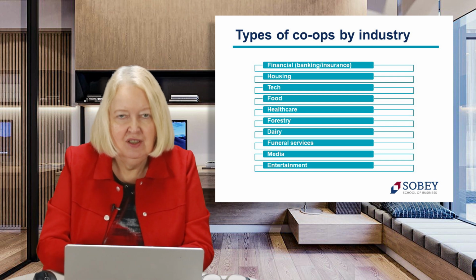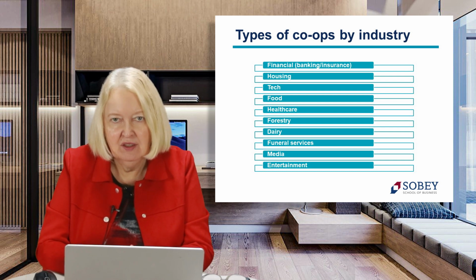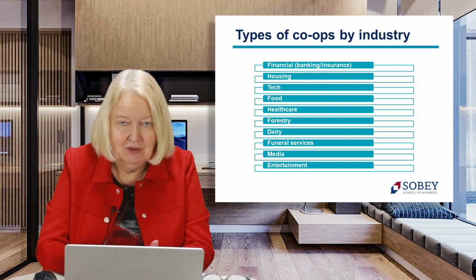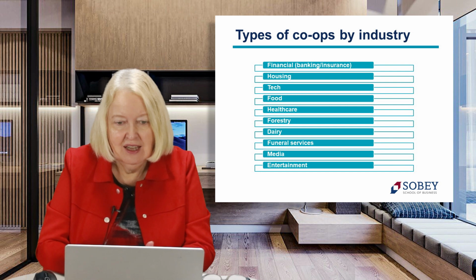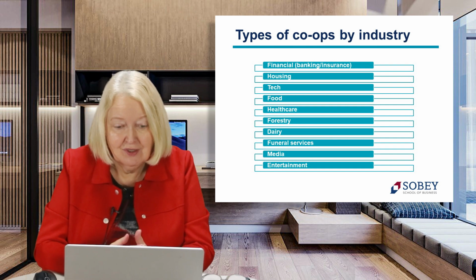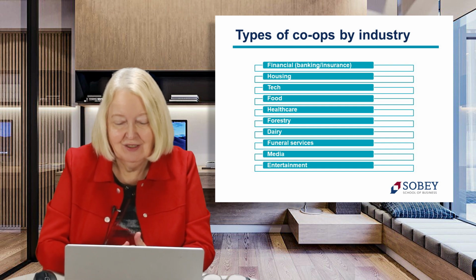So I mentioned at the beginning of the module that there's two ways to categorize the co-op. One was by the ownership categories. The other way is by industry. So you have co-ops operating in every industry: financial, housing, technology, food, healthcare, forestry, dairy, funeral services, media, and entertainment.